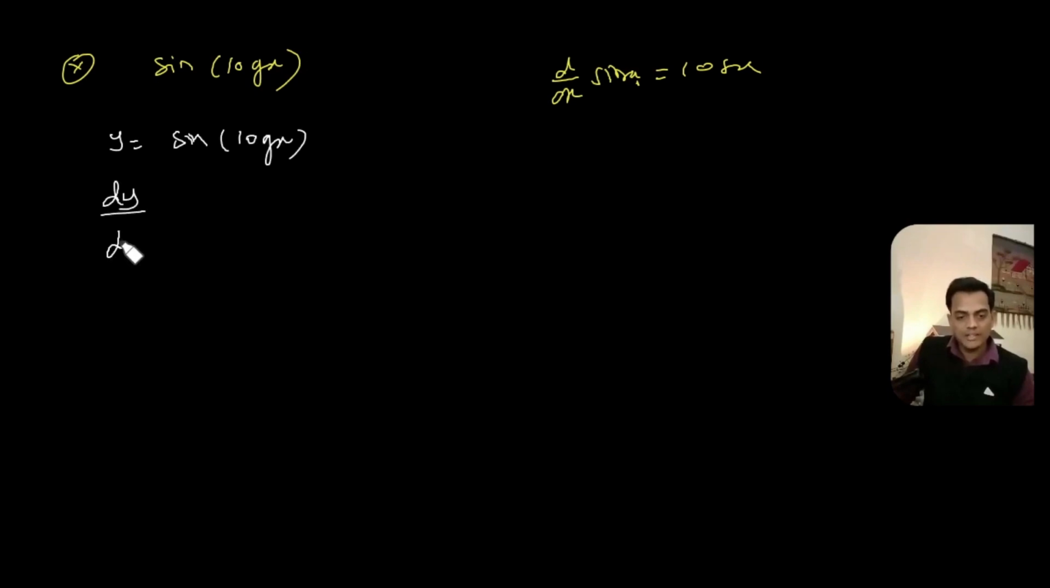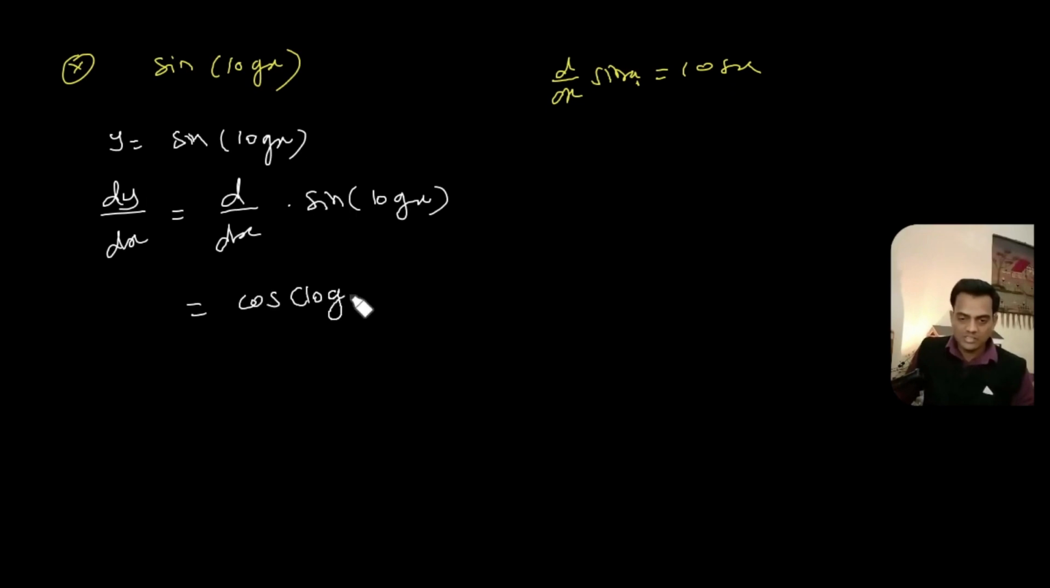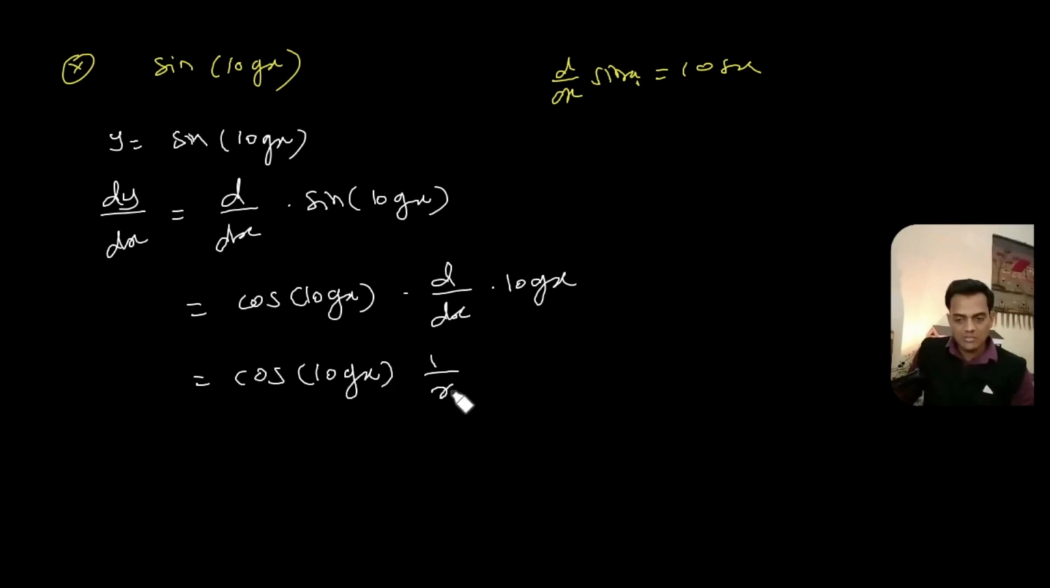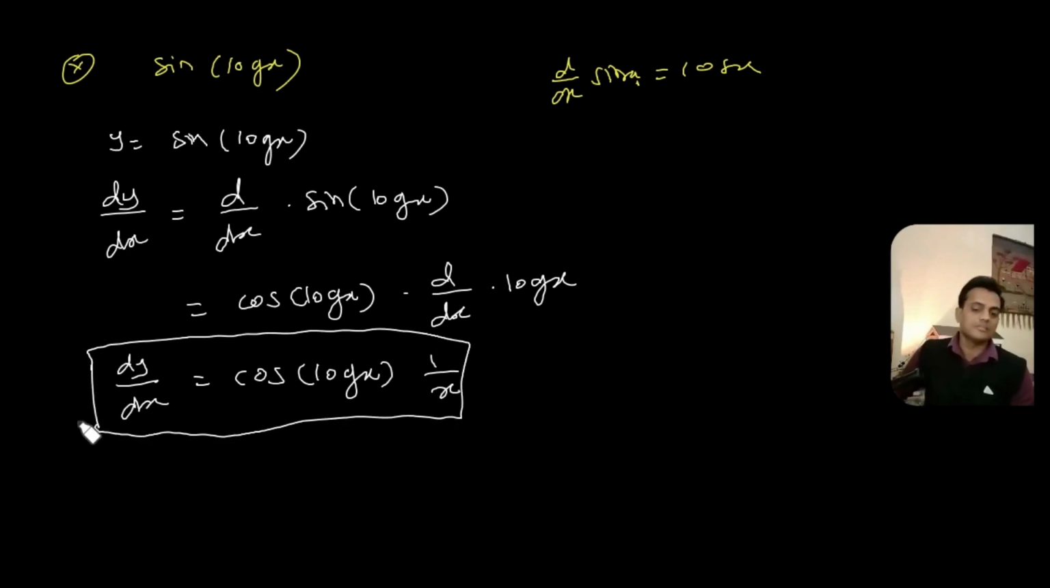So dy by dx is equal to the derivative of this particular term, sine of log of x. The derivative of sine is cos of log of x, and then the derivative of log of x. So cos log of x into 1 upon x, since the derivative of log of x is 1 upon x. So that's the final dy by dx, very simple.